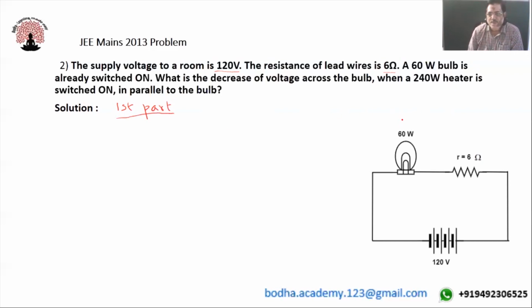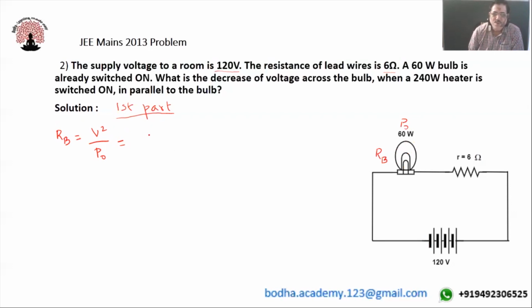Power of the bulb I'll denote as P0. Resistance of the bulb I'll denote as RB. First I'll determine the resistance value of the bulb. Resistance of the bulb is equal to V square by P0. Here the value of V, the voltage across the bulb, is not given.